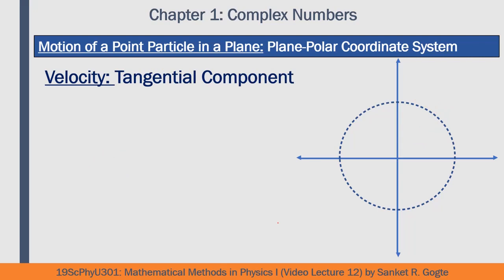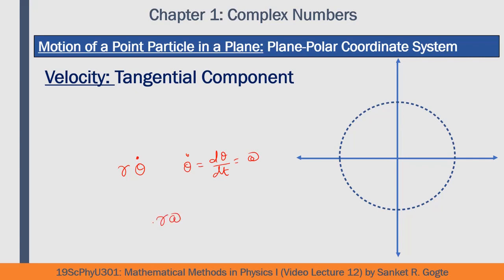Let's now discuss the tangential component. Tangential component is given by r theta dot. Remember, theta dot is d theta by dt, which is nothing but the angular velocity, which sometimes is written by omega, and therefore this tangential component is nothing but r omega.